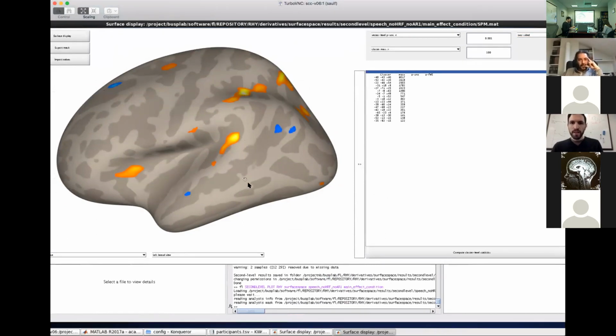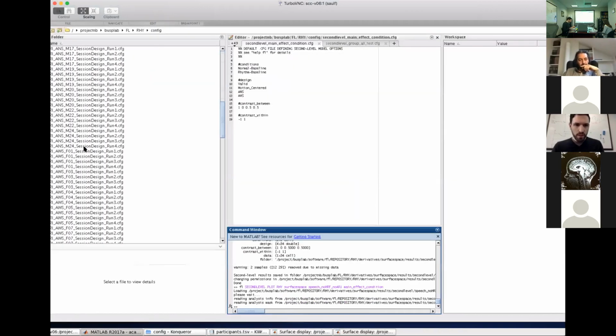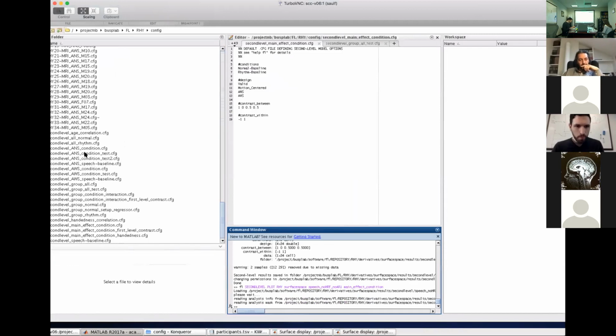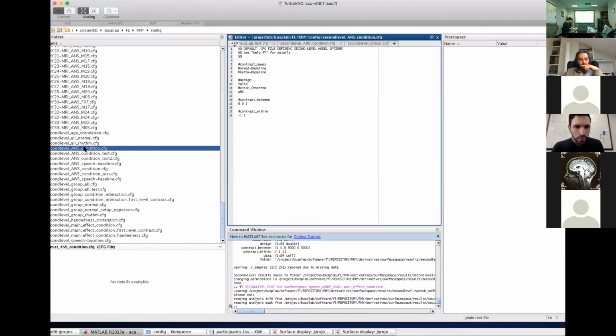So then after doing that, I thought, okay, I want to see what the effect looks like for just the people who stutter and just for the controls. So then I created a second level design file, so for just the controls, this was the design file that I created.